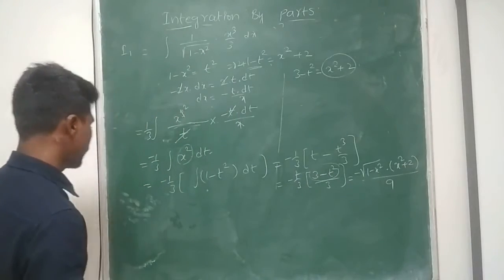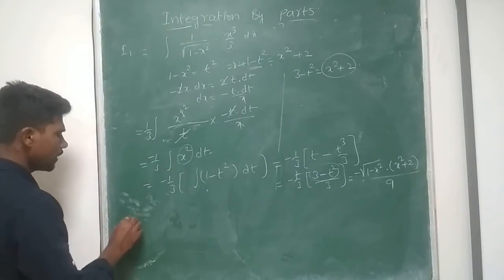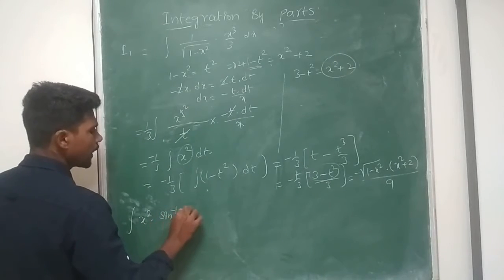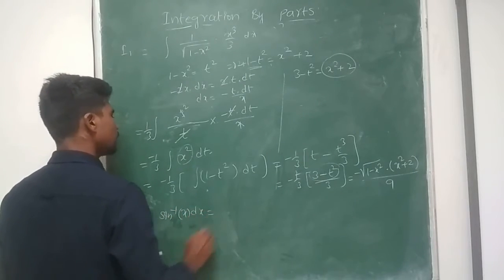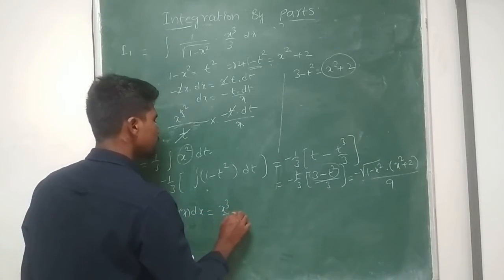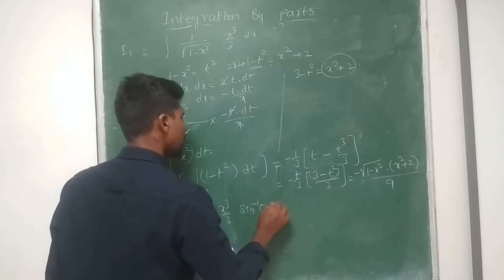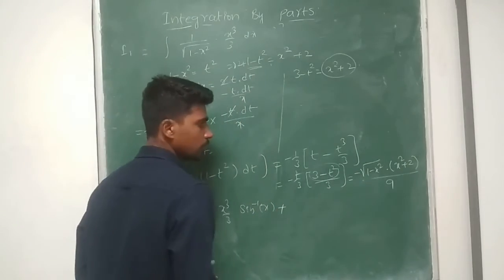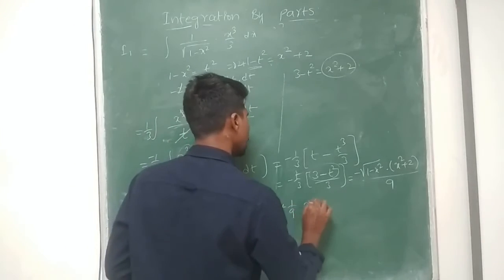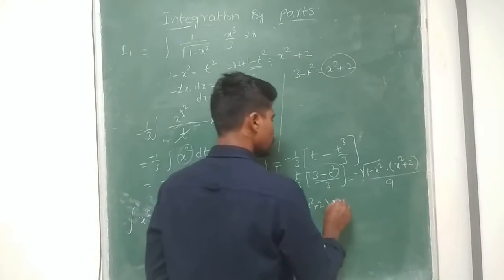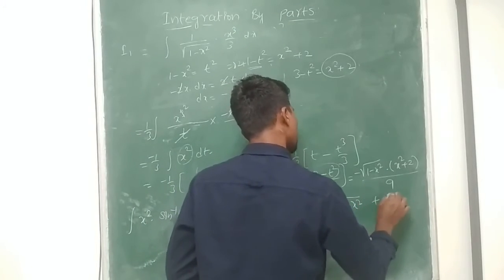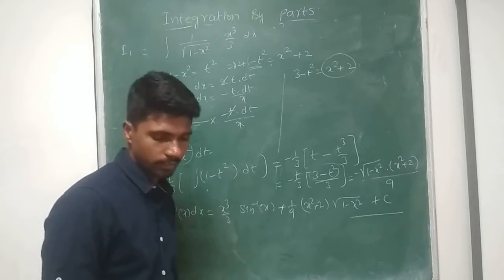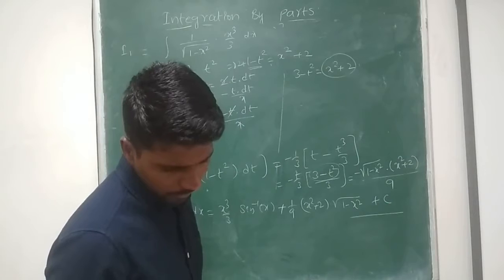So this you substitute in I, therefore I. So what is I? Integral of x square sin inverse of x dx is equal to x cube by 3 sin inverse of x minus, I have the minus into this minus will be plus, 1 by 9 (x square plus 2) into root over 1 minus x square plus a constant c. So at last I want to add the constant, no? So I have added the constant c. So now take the next problem.